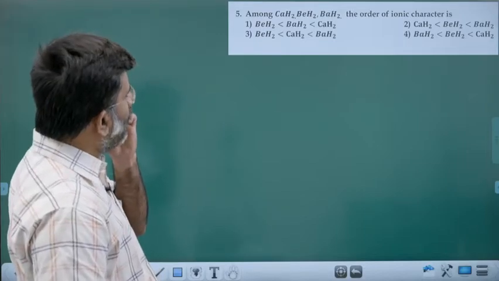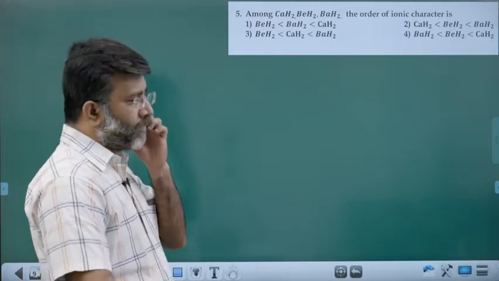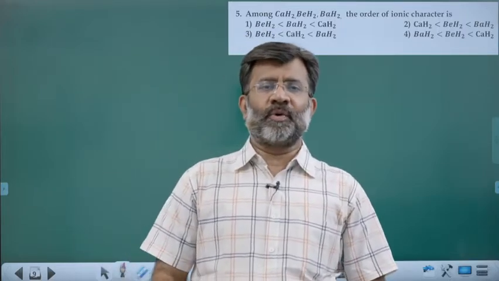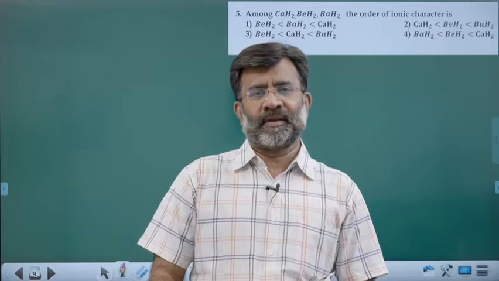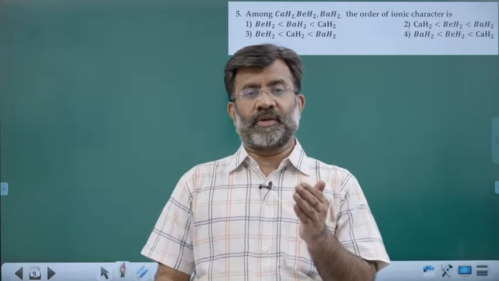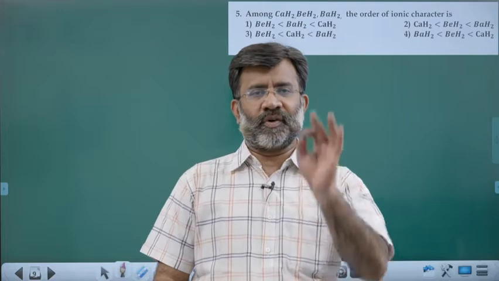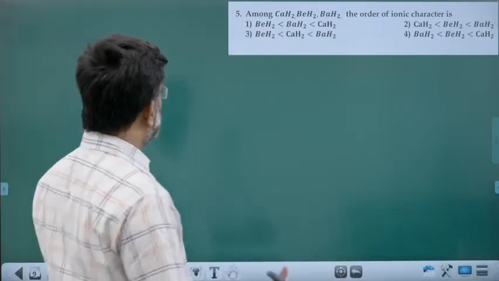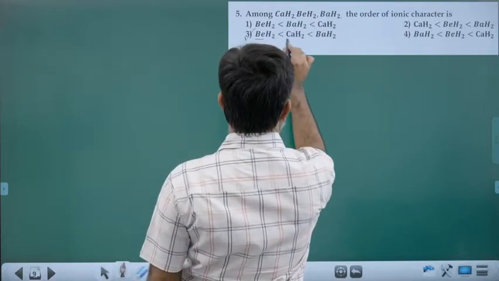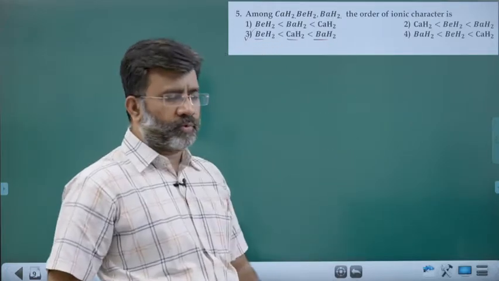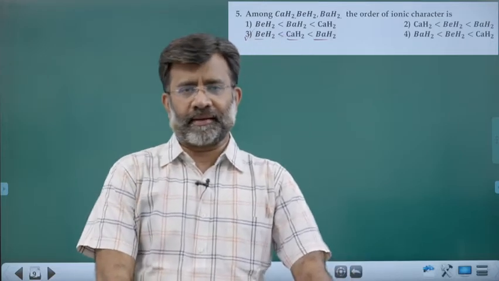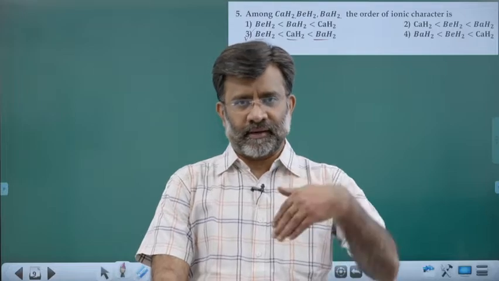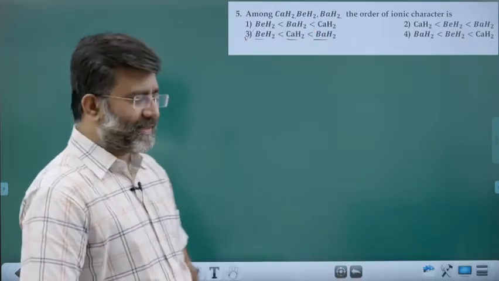The order of ionic character of hydride. Order of ionic character of hydride depends on the electropositive nature of the metal. So down the group, electropositive nature increases. Therefore, ionic character increases. So what is the answer? Option 3, beryllium, calcium, barium. Down the group, the metallic character, the electropositive character increases. Therefore, ionic character increases. Next.